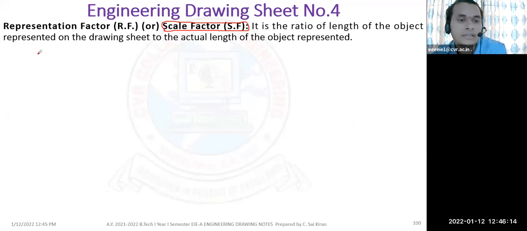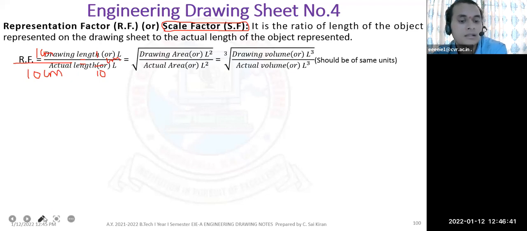So on the drawing sheet, I'm drawing 1 centimeter, but actually it is 10 centimeters. For example, the actual size is 10 centimeters, but on the drawing sheet I'm converting 10 centimeters to 1 centimeter. So it becomes 1/10. This is my scale factor. We call it SF. Similarly, for length, it is drawing length by actual length, so we take L by L.